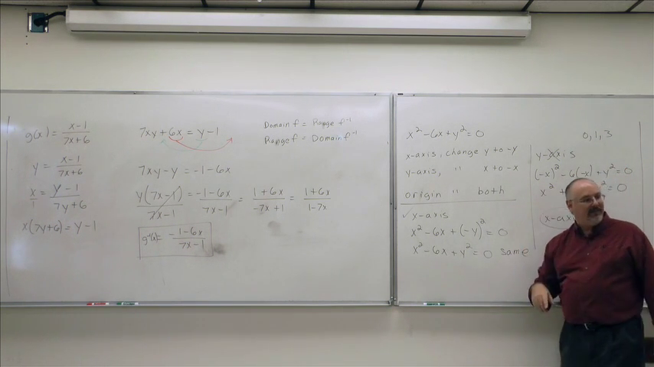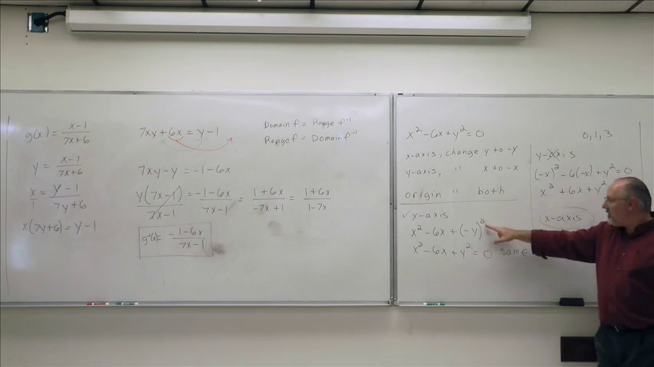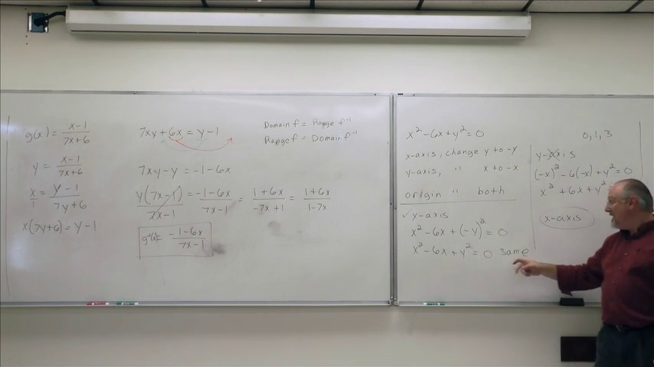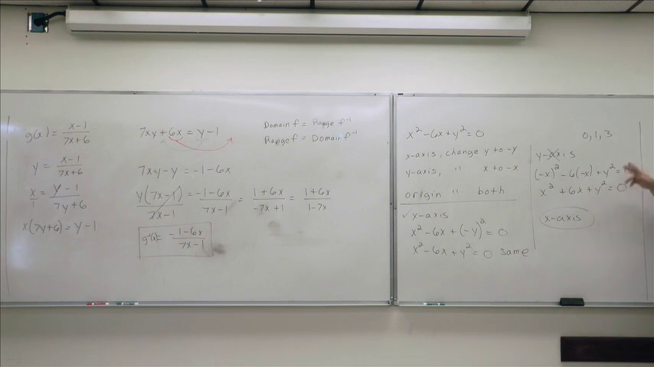So what if you have y to the third instead of square? Then you wouldn't have any symmetry. Because if you would have had y to the third here, this would have been a negative. So there would not have been symmetry.